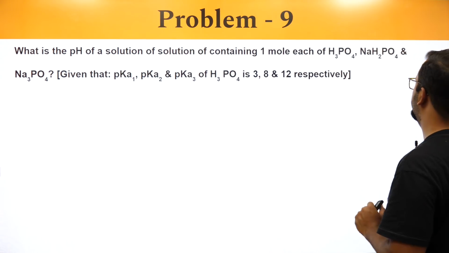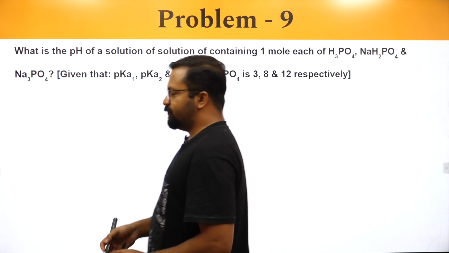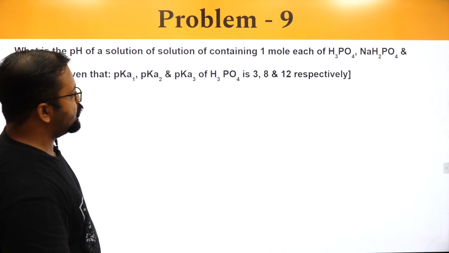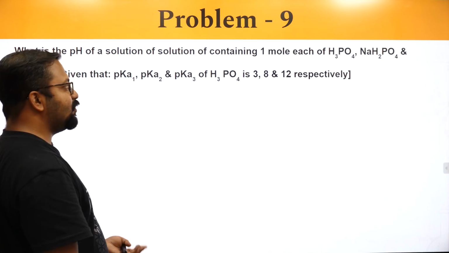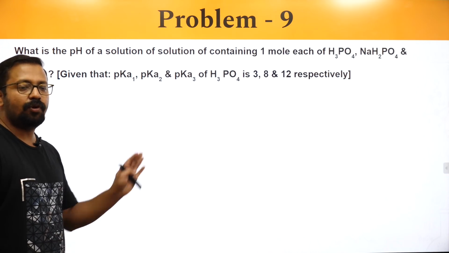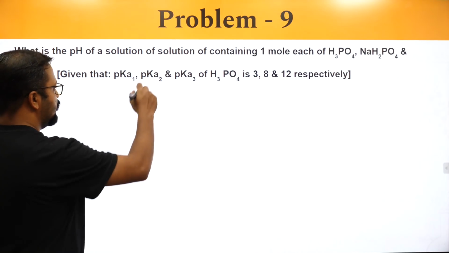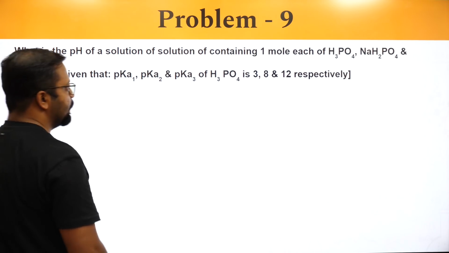Let's take this question as well. What is the pH of the solution which contains 1 mole each of H3PO4, NaH2PO4 and Na3PO4? 1 mole each of only these three. 3 are present, not 4. So how do we solve the question?